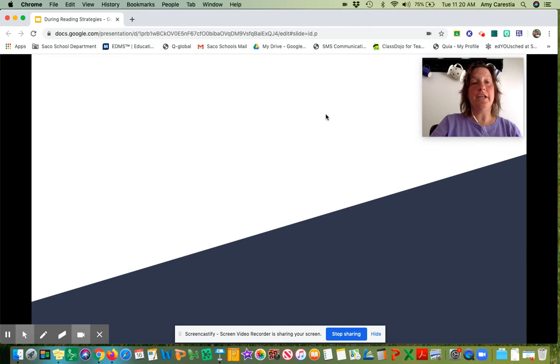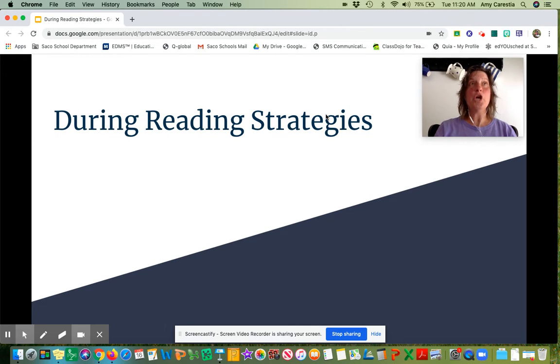So during reading strategies are strategies that you can use during reading. So while you're reading a book, you can use these strategies to help you understand what you're reading better. However, these strategies can be used not only when you're reading a book, but when you're reading a short story, when you're reading even picture books, which we will use as examples. And also for informational texts such as articles that you read in science or social studies classes. So these strategies will help you in all content area courses with your reading.